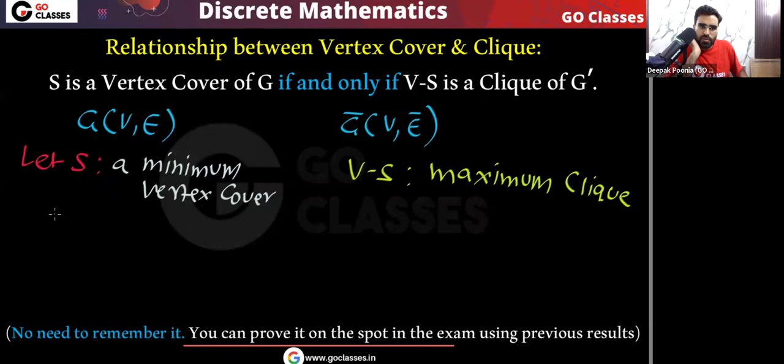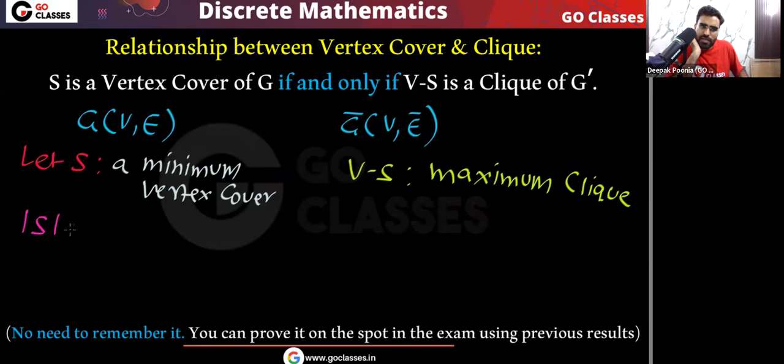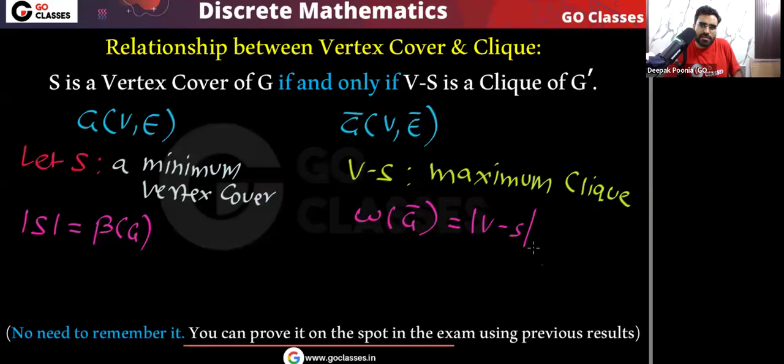Now, you know that if S is a minimum vertex cover, then what is the size of S? Size of the minimum vertex cover, size of the smallest vertex cover, that is called the independence number, denoted beta of G. And the size of the maximum clique in G complement, that is called the clique number, denoted by omega. So omega of G complement is equal to size of V minus S. What is size of V minus S? That is size of V minus size of S, that is N minus size of S.